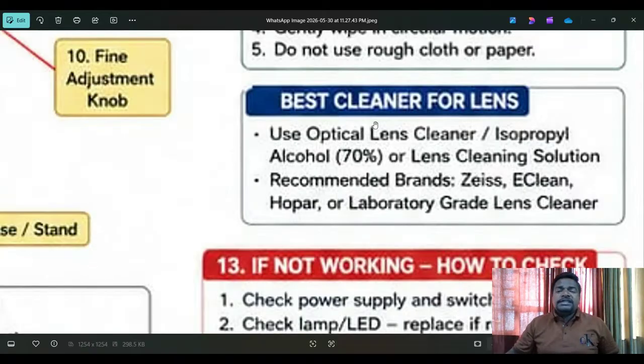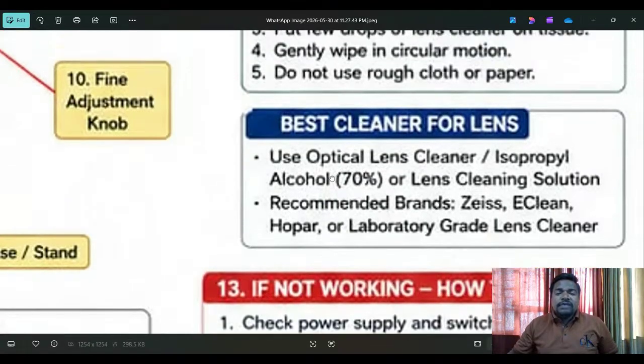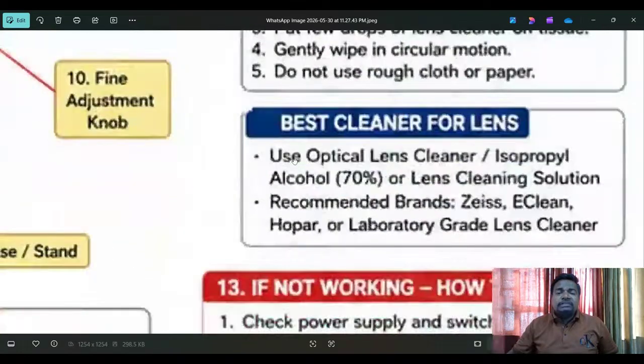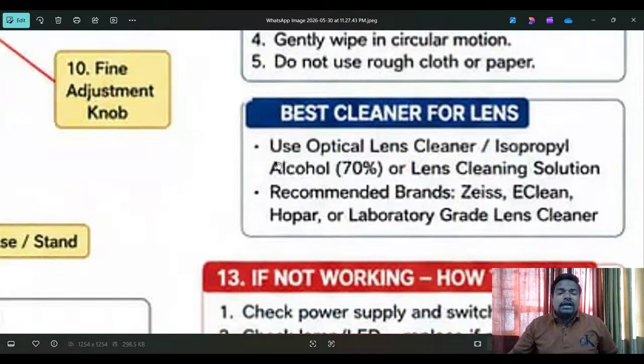Next, the best lens cleaning purpose. This is my advice for how to clean. Next, best cleaning purpose: use optical lens cleaner, isopropyl. Okay, this is very important.